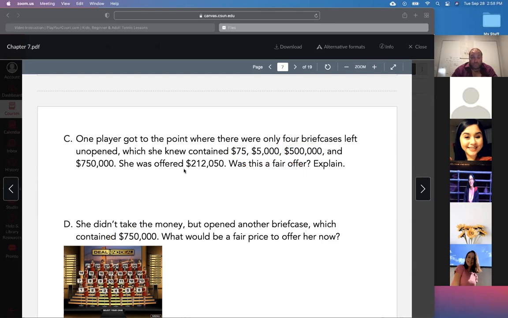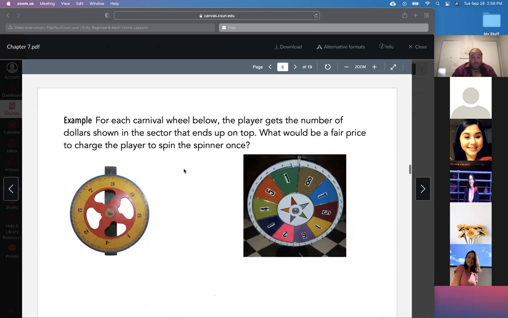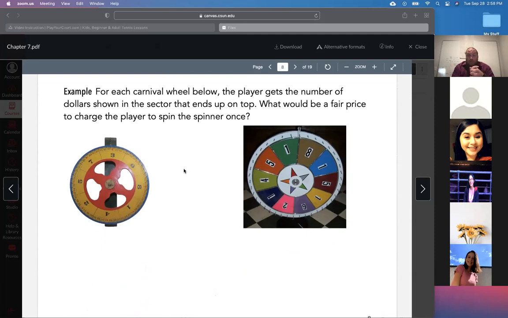All right, here's another one. For each carnival wheel below, the player gets the number of dollars shown in the sector that ends up on top. Or in the case of the one on the right, wherever that tick mark lands. What will be a fair price to charge the player to spin the spinner once? Let's do the one on the left. What's a fair price?